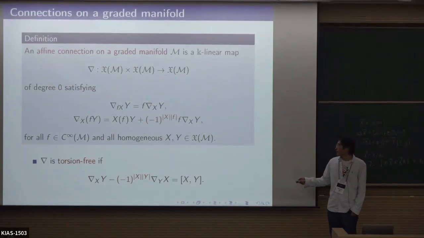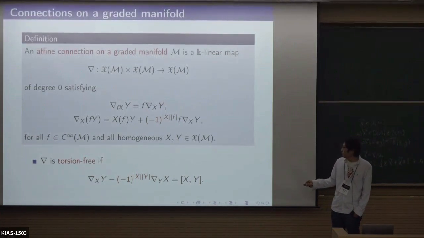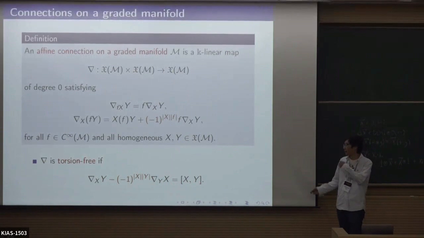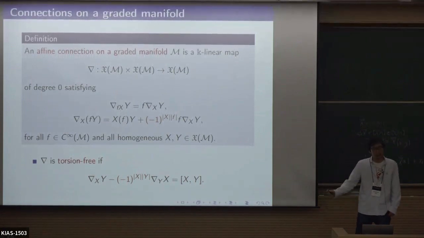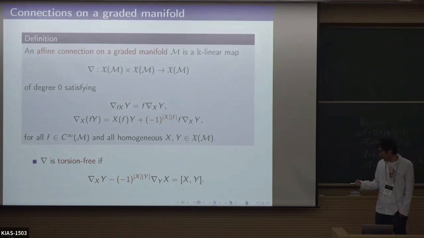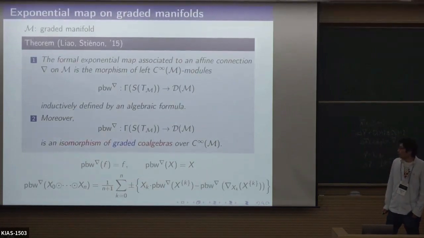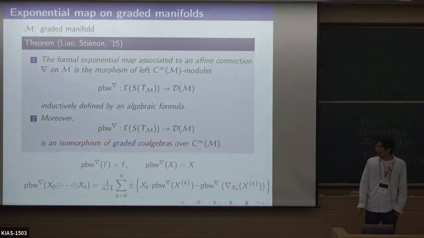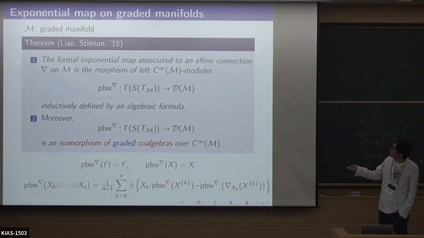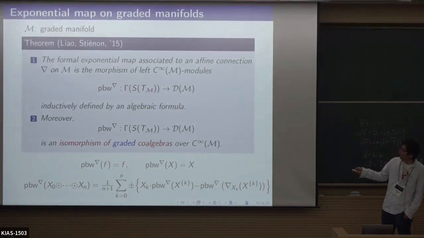And also, a torsion-free affine connection is when nabla_X Y minus nabla_Y X equals the bracket of X and Y, and because X and Y have degrees, we just put the Koszul sign inside there. So that's the torsion-free affine connection. So once we choose an affine connection, we do exactly the same as in the classical differential geometry sense, so that we can define something called the Poincaré-Birkhoff-Witt map from the sections of S(TM), where this M now is a graded manifold, to the differential operators on the graded manifold M.